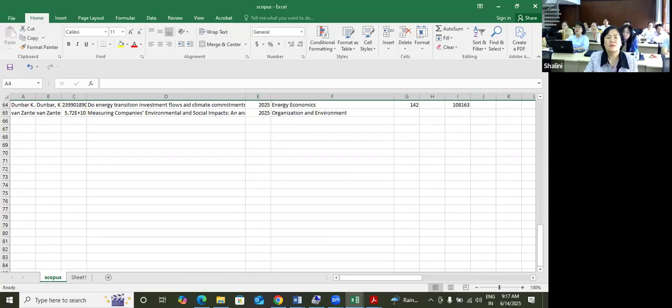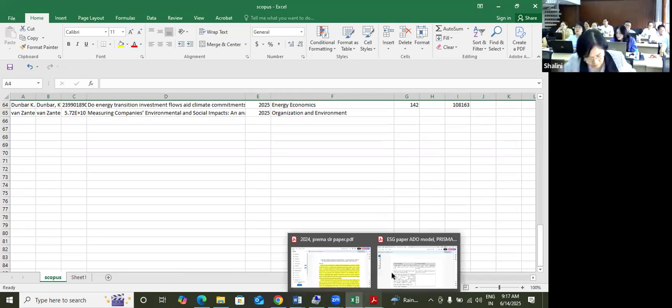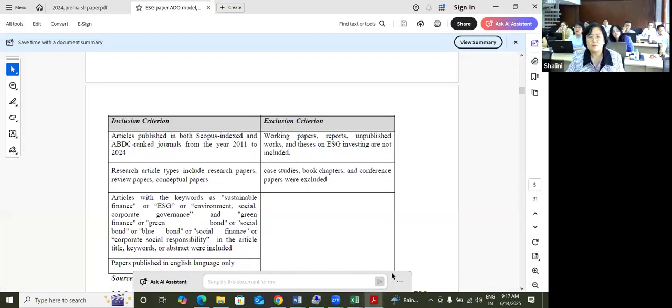Yeah, good, great. So this is another search criteria that I normally put in. So, inclusion and exclusion criteria: articles published in both Scopus Index and ABDC from 2011 to 24. This is my published paper, so it is 1 year old. It got published in May 24. Research article types include research papers, review papers, and conceptual papers.